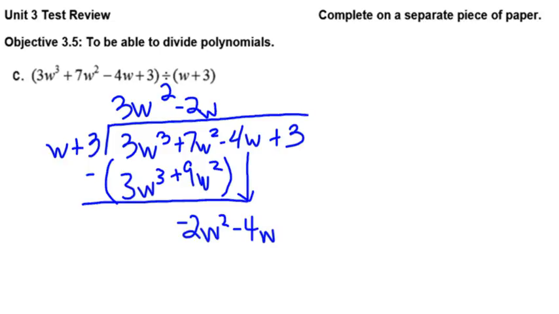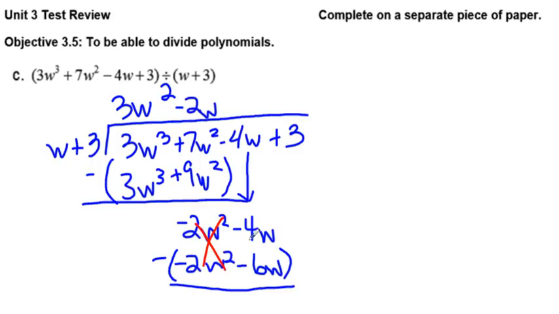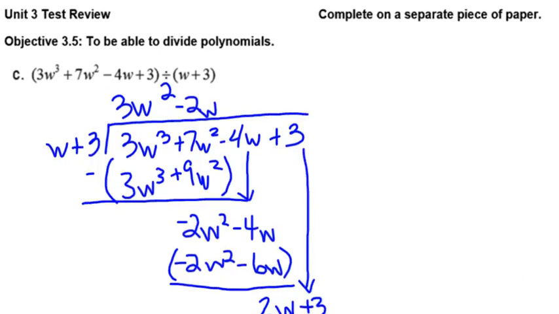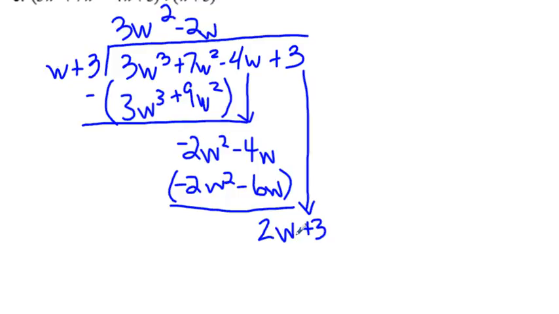So by going through and distributing my negative 2w to each term in my divisor, I would have negative 2w squared minus 6w. Again, when you're doing your division, you multiply to your divisor, and then we subtract our terms. So a negative 2w squared minus a negative 2w squared, well, that's going to make a 0. 4w minus a negative 6w, that will give me a 2w. And again, since I have 2 terms in my divisor, I need 2 terms to work with underneath my dividend, so I have to bring down that second term.